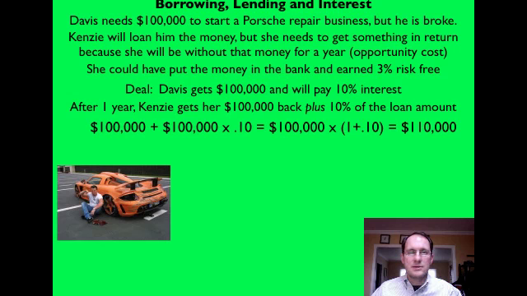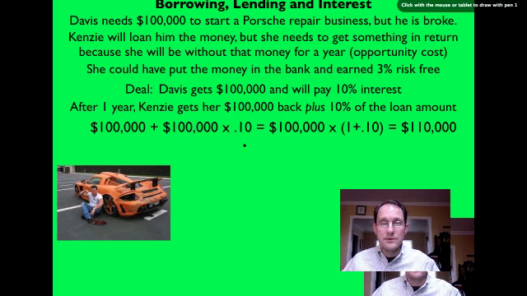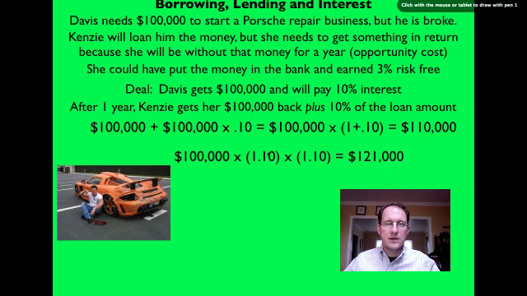Now, what does that look like in terms of the math? Well, simply put, $100,000 is the base amount of the loan plus 10% of $100,000. For 2 years, the way the math works, if you take a look at this, $100,000 times 1.1, times 1.1, because it was year one and year two. And in that case, it's $121,000 that she will get in return.